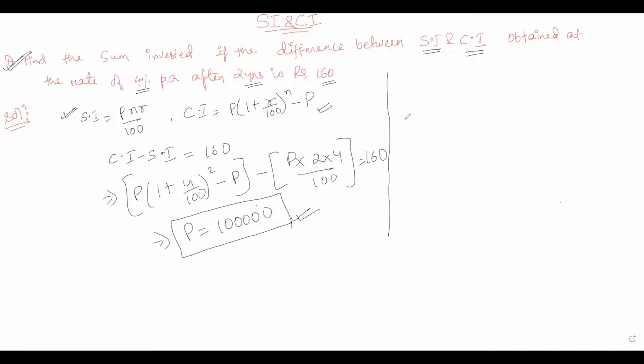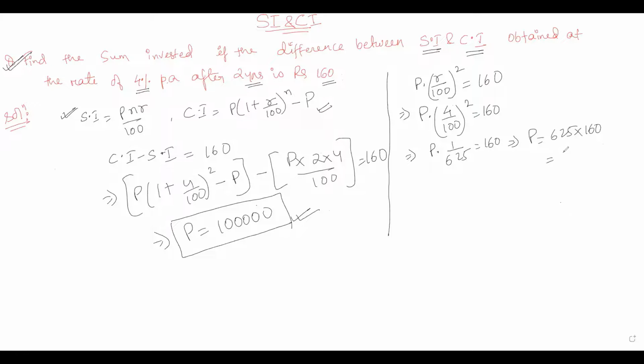But if you remember, in the last video we have discussed that the difference between CI and SI for 2 years is given as P into (R by 100) whole square. So this is given to be 160. Here PR value is 4 upon 100 whole square. This is 160. So if you calculate, this would be P into (1 by 25) square, which is 1 by 625, equals 160. So P would be 625 into 160. If you multiply this, this would be again 1 lakh rupees.